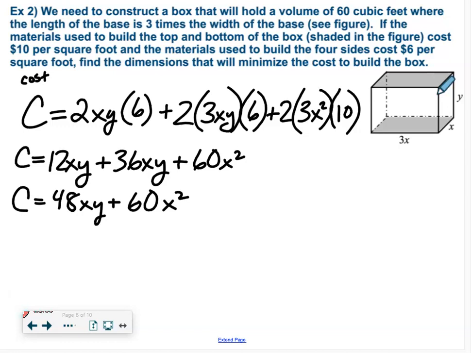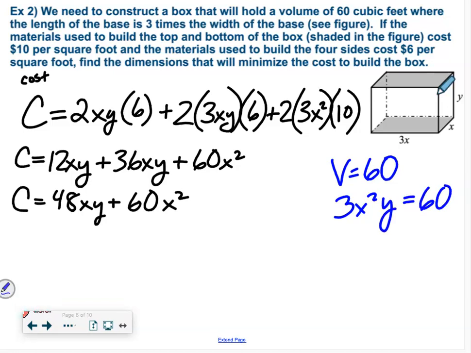All right, so there's our cost function. How many input variables do we have? 2. How many do we want? 1. Do we have any other information that could help us? The volume is 60, right? So if the volume equals 60, tell me what's an equation to figure out the volume of this box? Yes, it's 3x times x times y, so 3x squared y equals 60.